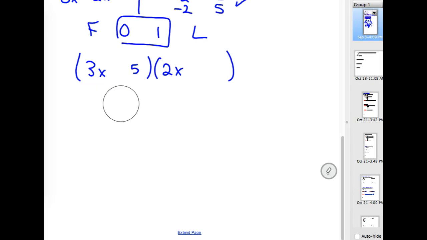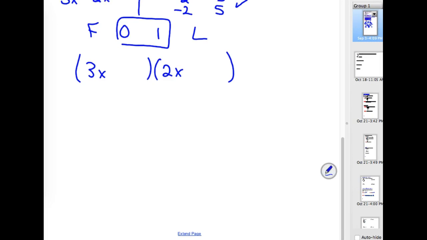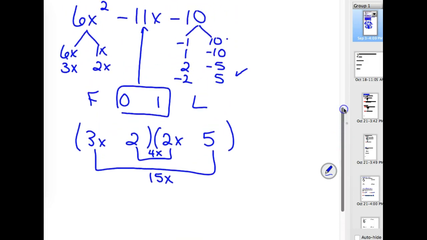Let's say we try putting our 5 on this end and our 2 on this end. Now when we look at outsides and insides, our inside gives us 4x and our outside gives us 15x. And remember, we wanted one of them to be negative to get our negative 11 in the middle.